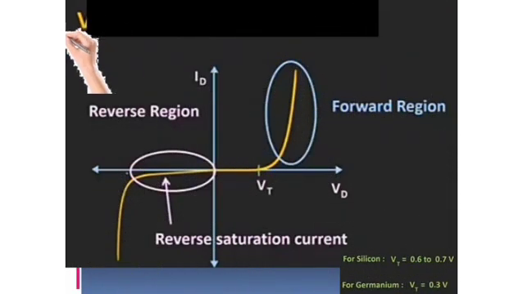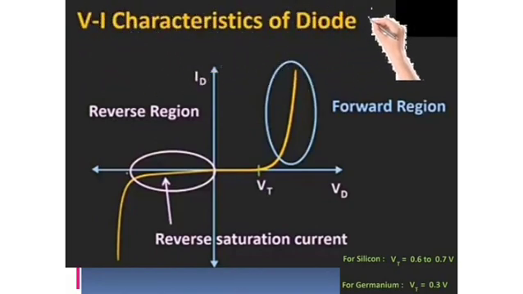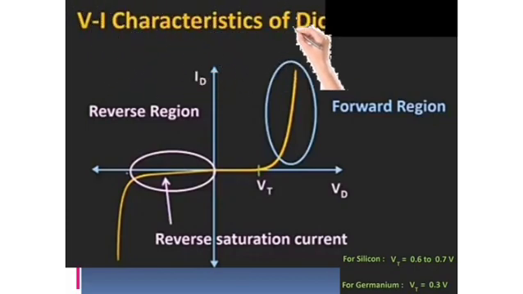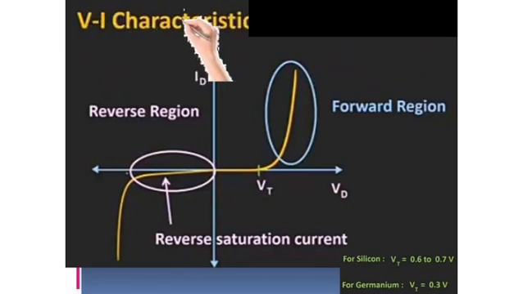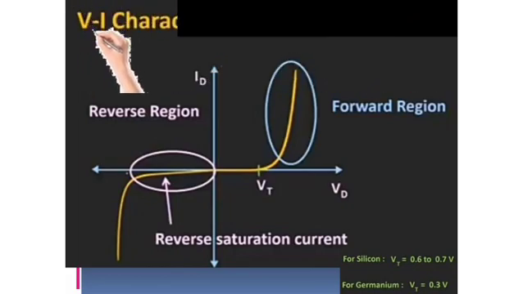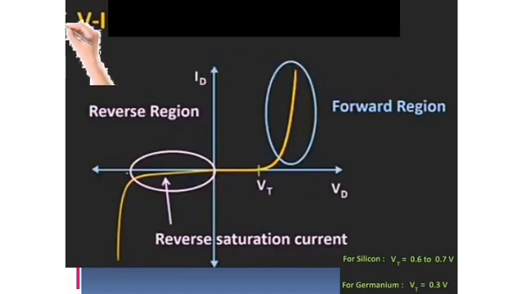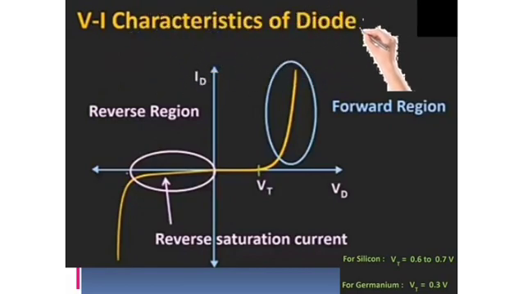Now let's talk about the VI characteristics of a diode. Can you see from the figure? It's looking like a non-linear curve. Okay, and it is symmetrical from both the sides. ID over here is in mA, that is milliampere, and in the downward y-axis it's in µA, that is microampere. Okay, so you can see the forward region on the right side and the reverse region on the left side.